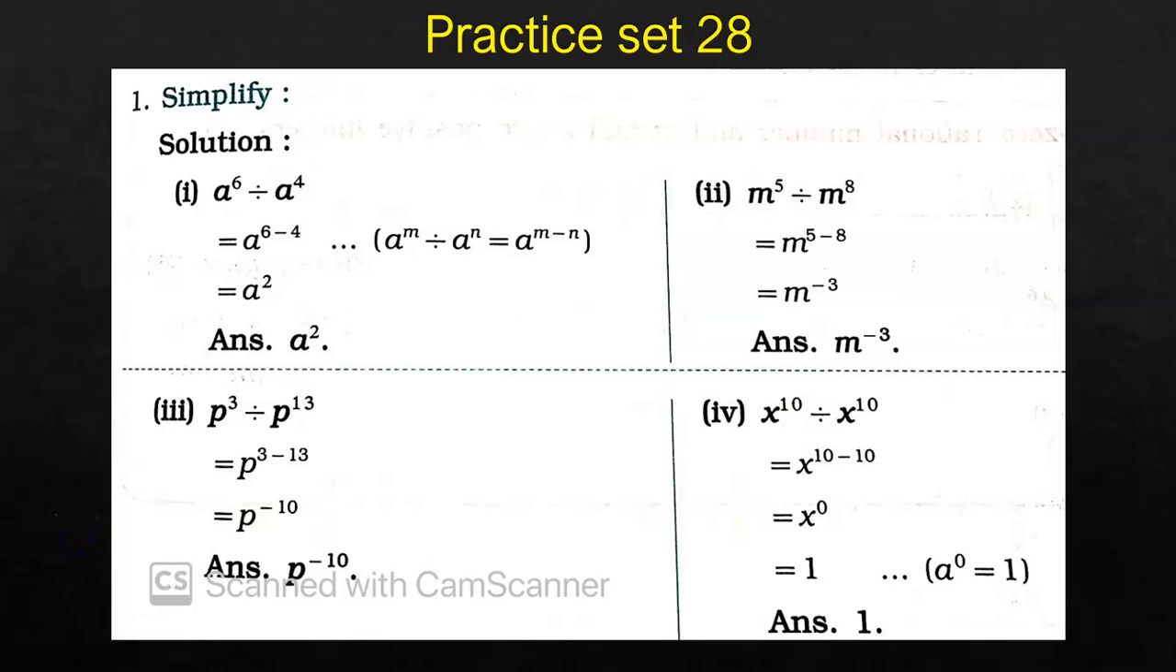Welcome, dear students, to Standard 7 Maths Chapter Indices. We are discussing practice set 28.